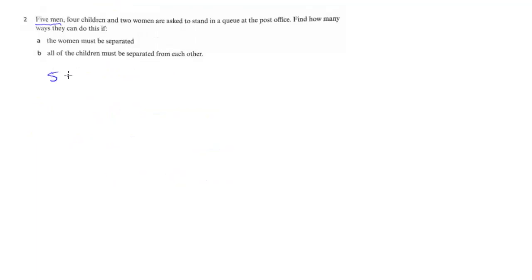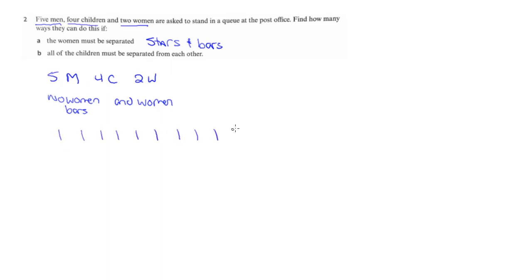In problem number 2, we've got 5 men and 4 children and 2 women, and they're asked to stand in a queue. That's a line. Find how many ways that can be done. The women must be separated. So we're going to do stars and bars. Now, we've got 5 men, 4 children, and 2 women, but we're really only talking about non-women and women. So the non-women, the bigger group, they're the bars. And we've got to figure out how many ways to arrange them. And that's going to be the number of bars, or in this case, 9 factorial.